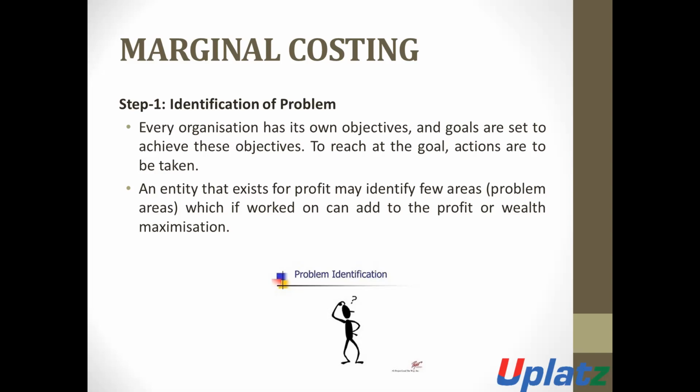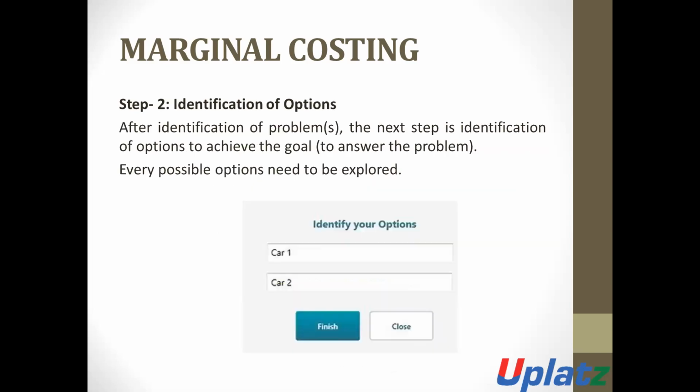First, we will identify the problem for the purpose of decision making. The next step in the framework for decision making is identification of options. When the entity identifies the problem, then the next step is identification of options.